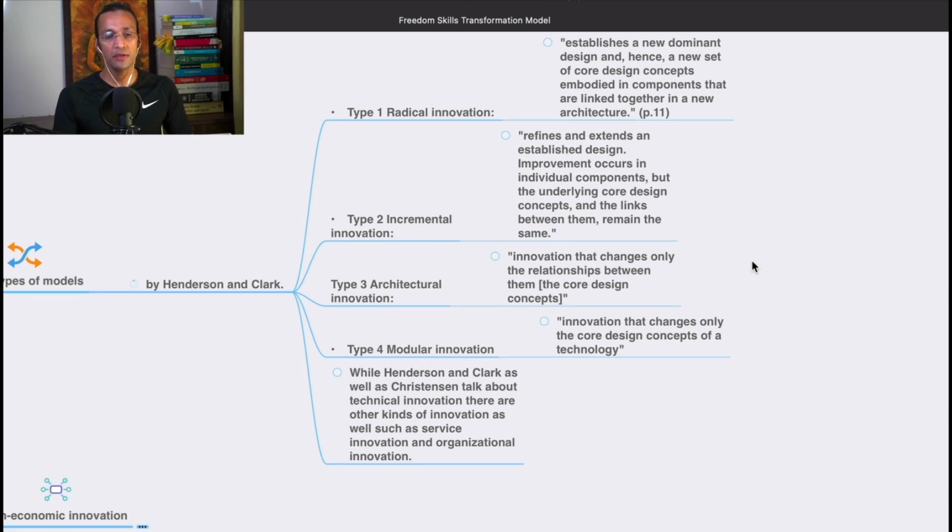Architectural innovation is when changes are made only in the relationship between the core components, like when you make changes in the design of the product. That is architectural innovation. That is also in phones. You can see Apple also brings new designs in the phone, a new architecture. So incremental innovation and architectural innovation can happen simultaneously.